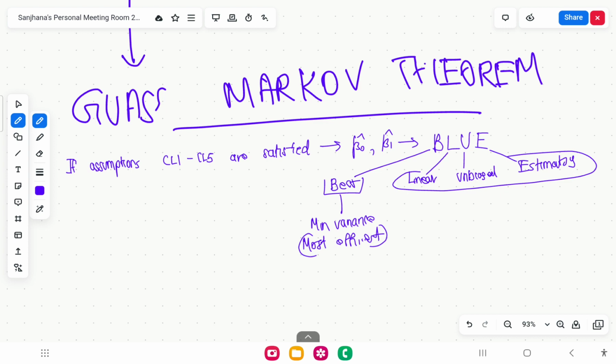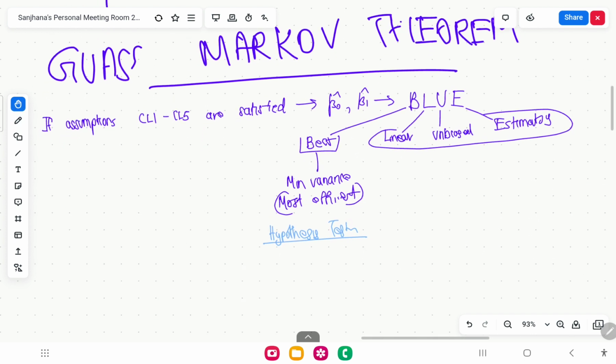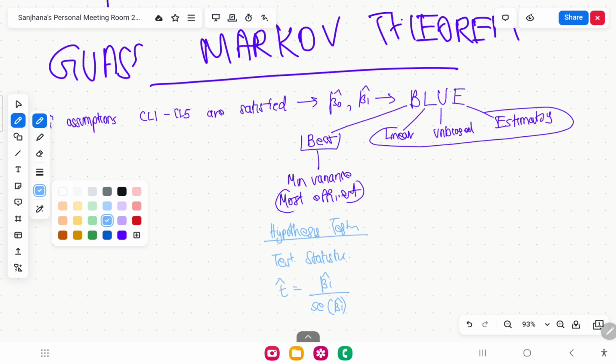This minimum variance is very, very important, especially in hypothesis testing. If you all remember, when we calculate the value of the test statistic, the t test statistic is equal to beta 1 cap divided by the standard error of beta 1 cap. So when the variance is minimum, that means the denominator is low, then t is big, right? So when t is big, is it hard or easy to reject H naught?